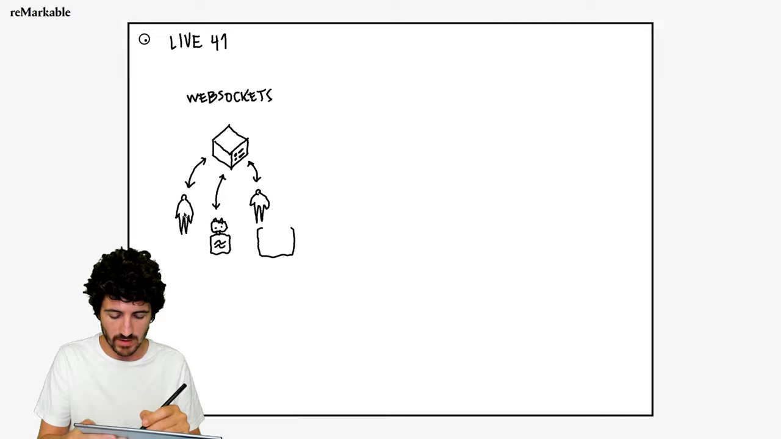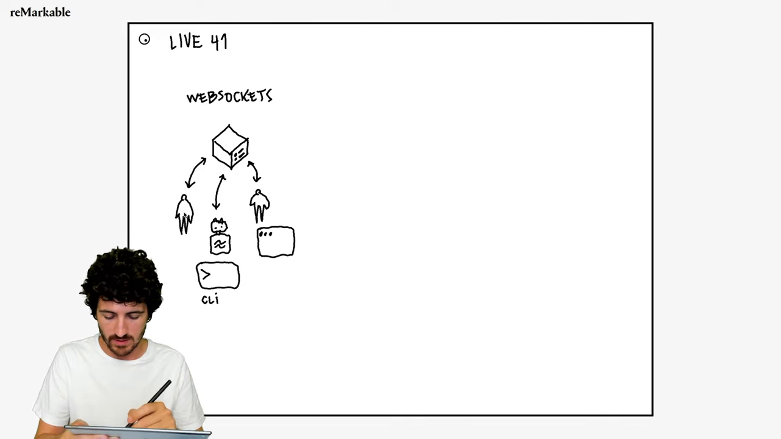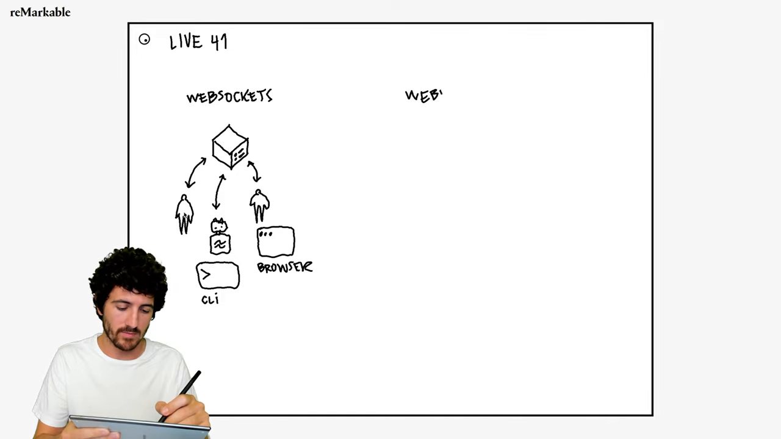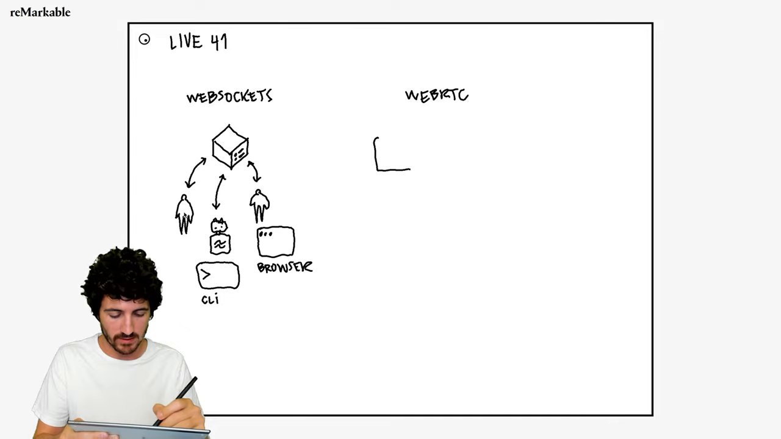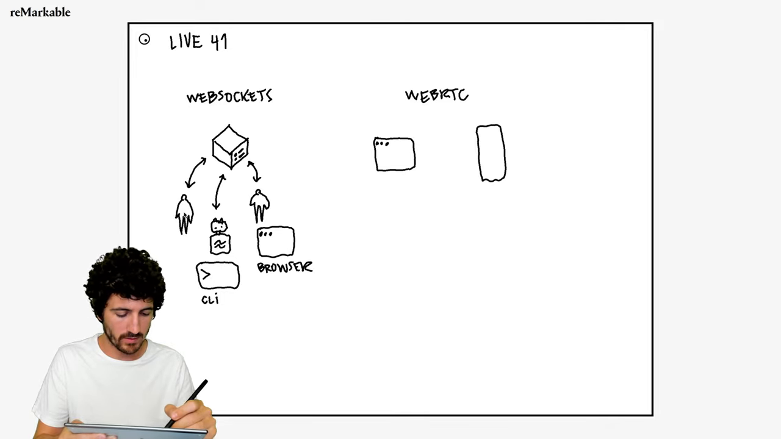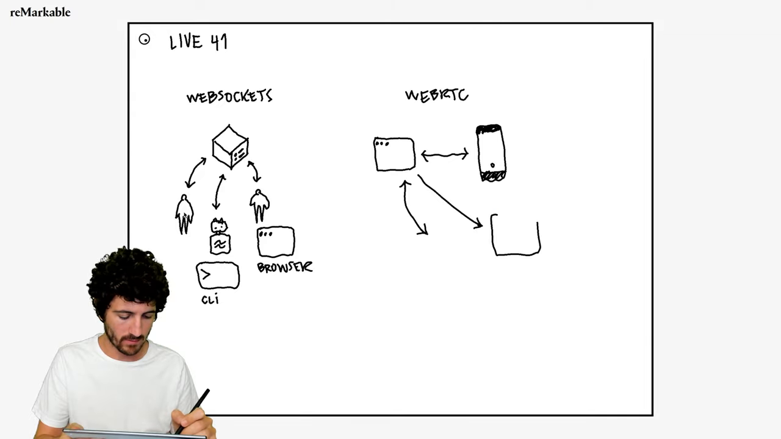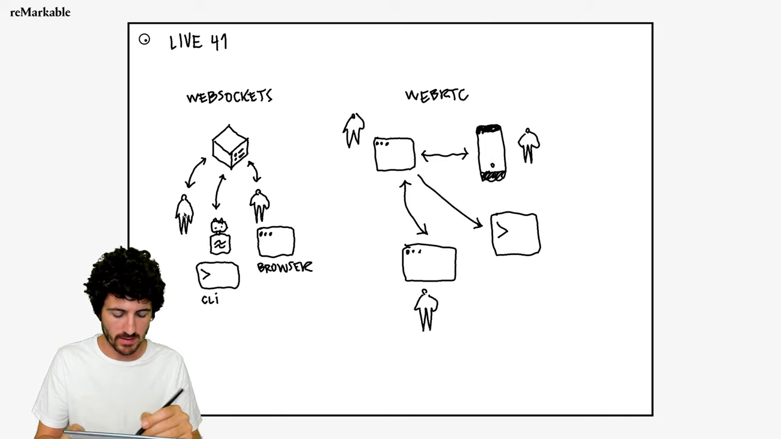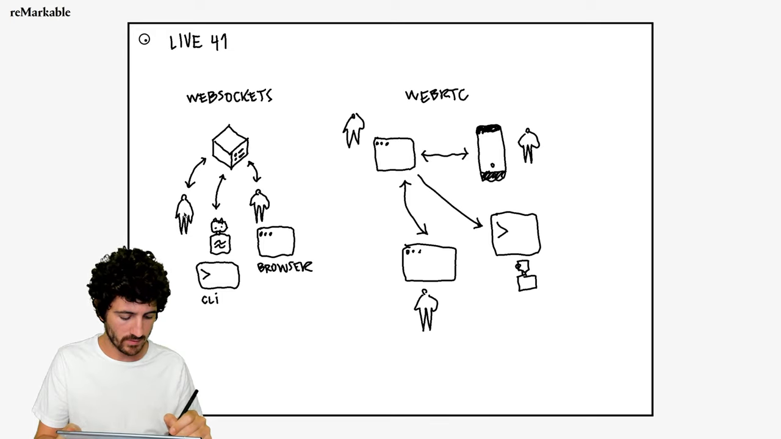So you can send things maybe from an application, from your browser, and then a system can send from the command line, right? So let's say CLI, browser. And on the other side is WebRTC, which seems to be like different people with their devices, right? So it's probably more like this. Can communicate among them. We can probably also do other systems, right? So this would be different people. I think this is the difference in paradigm, right? From this would be this bot.